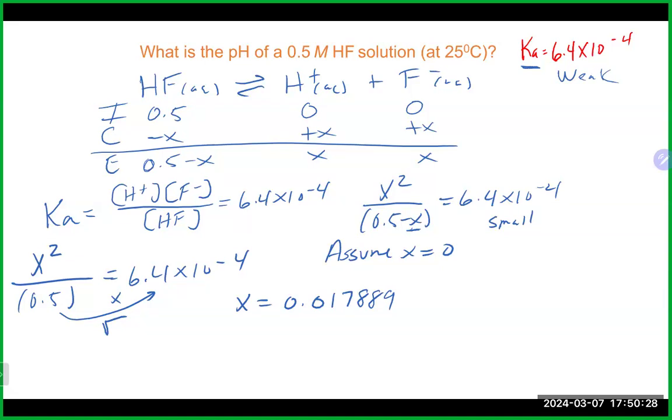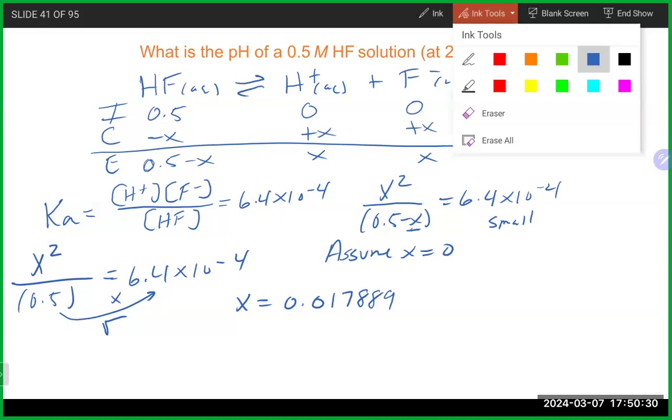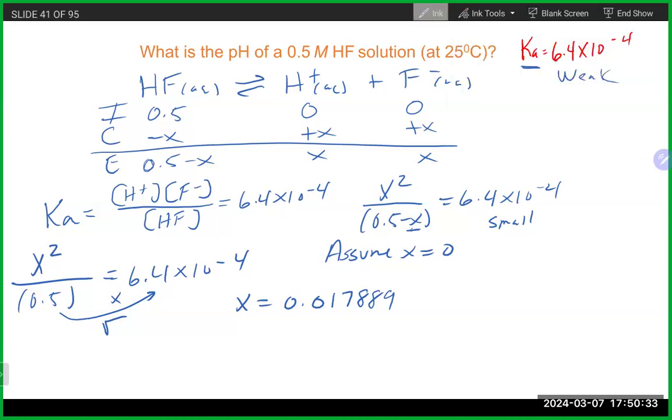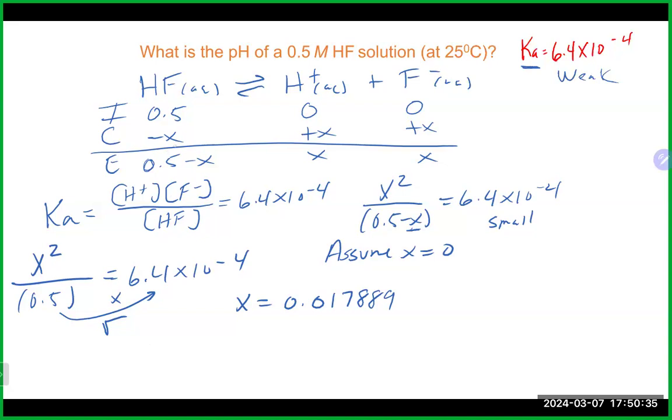And we still need to check it here. So a reminder to check it, you're going to take the x value you got, and you're going to divide it by what you're going to subtract it from, and times it by 100. So we'll do that right there. And if we do that here, we end up with like 3.5%, which is less than 5. So that's going to be a good deal in this situation here. And that means that we can use this x.